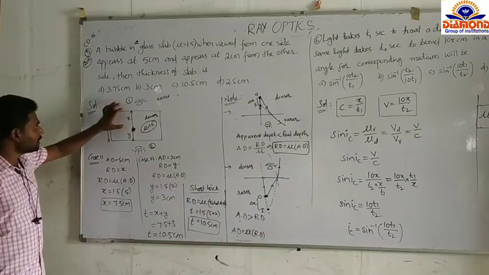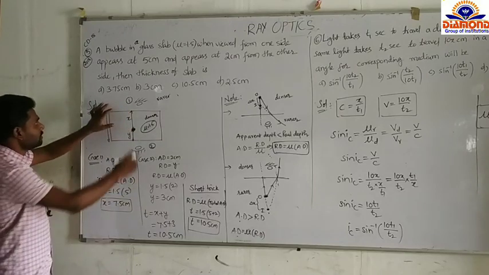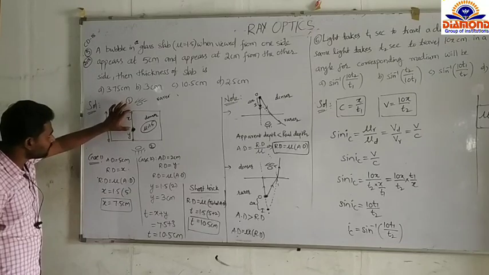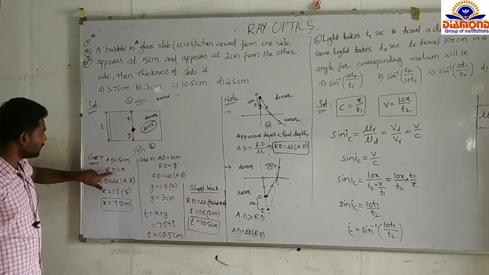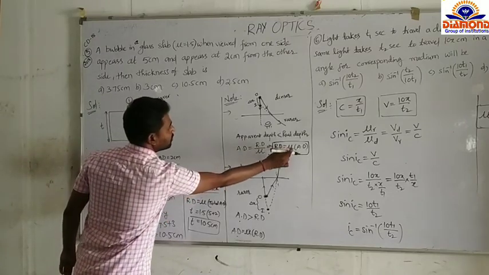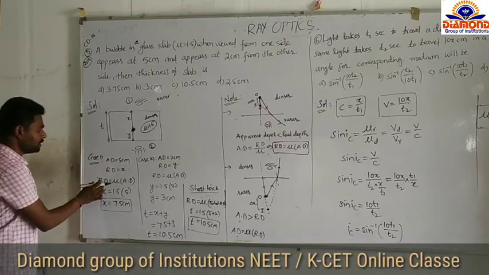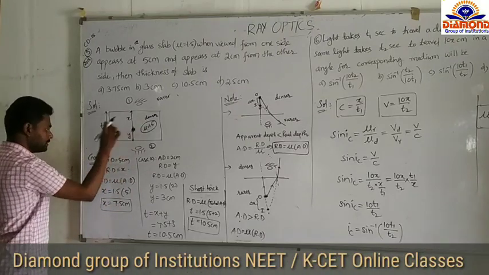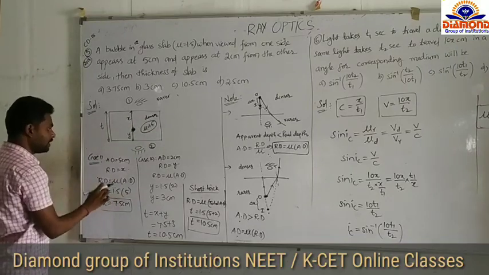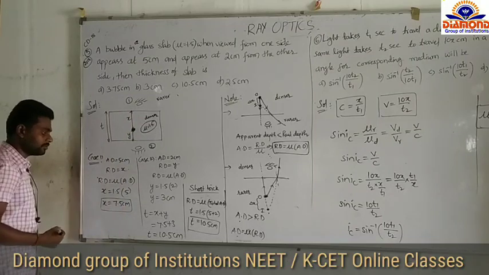In the first case, the apparent depth is 5 centimeters, viewing from the first side. The actual depth, the real depth, is x. So I am using the formula real depth equals mu into apparent depth. Substituting, real depth x equals the refractive index of the glass, 1.5, into the apparent depth, 5 centimeters. So we get x equal to 7.5 centimeters.